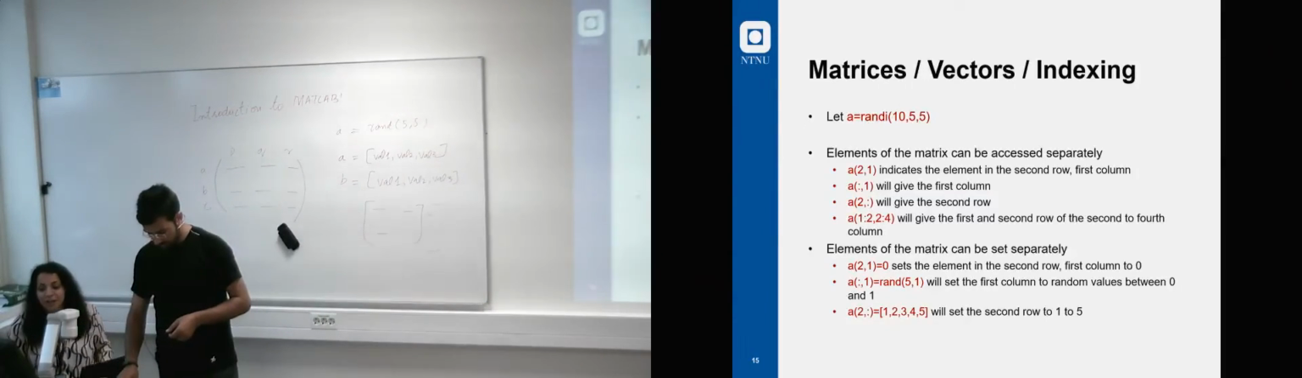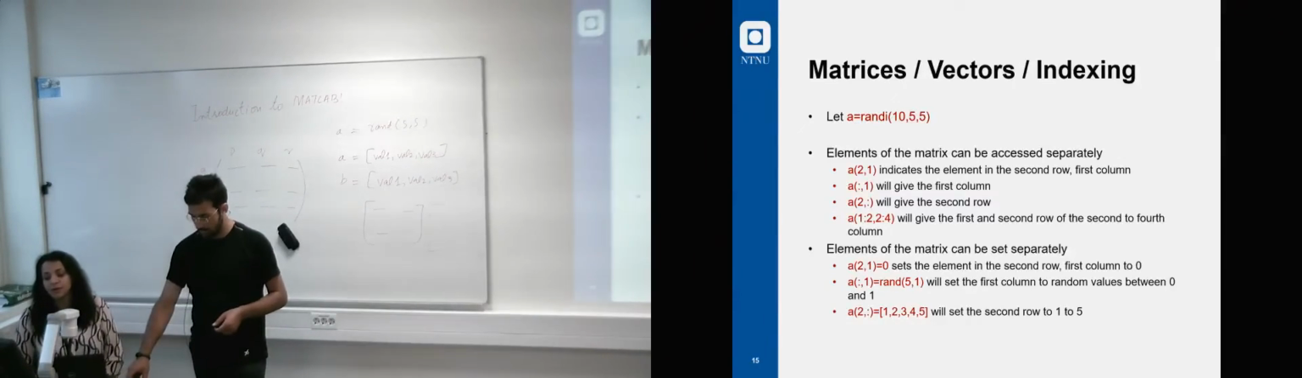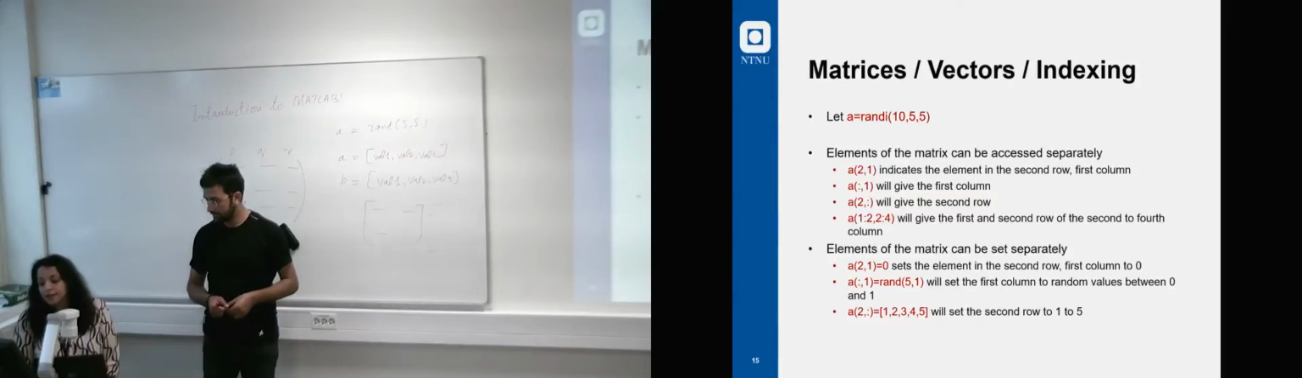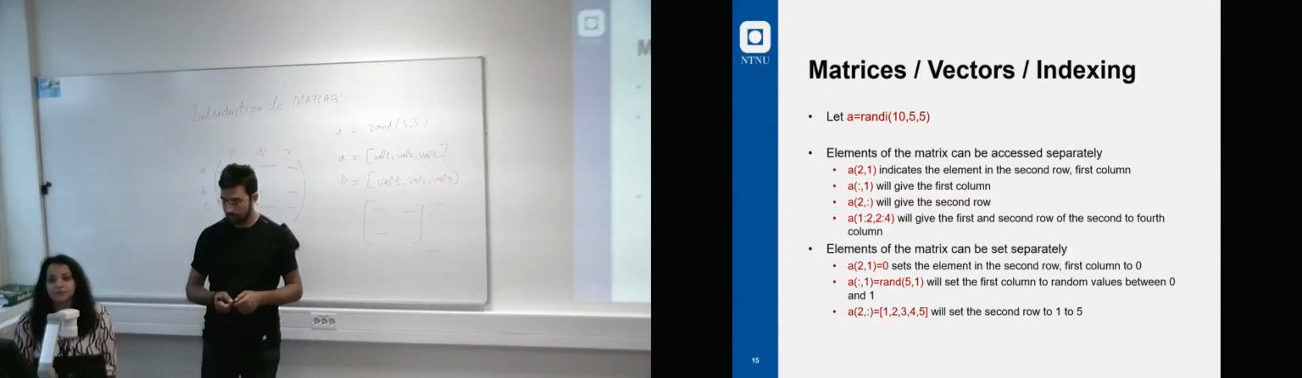Sorry, I have a question on the last one. A2, what's this? Like a column? If we give 1, 2, 3, 4, what happens?